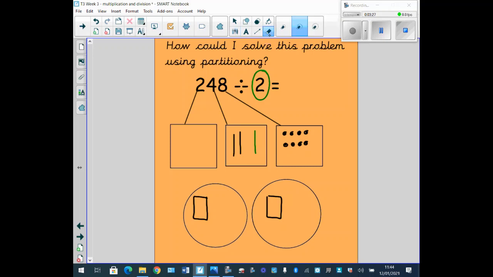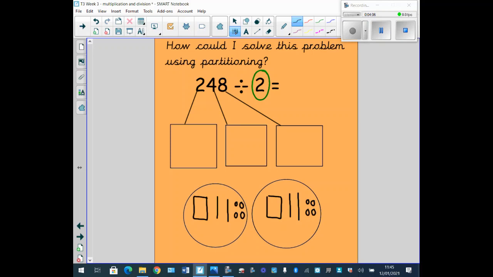Oh dear, Mr. Cottle, what's going on here? There we go, that's better. Right, 10 can go in there, 10 can go in there, these 10s can go in there. Now then, I'm going to draw my 8 ones, but I will rub them out to show that they've moved, okay? 1, 2, 3, 4, 5, 6, 7, 8. So I've taken my 8 ones from here and I've put them into my 2 sharing groups.